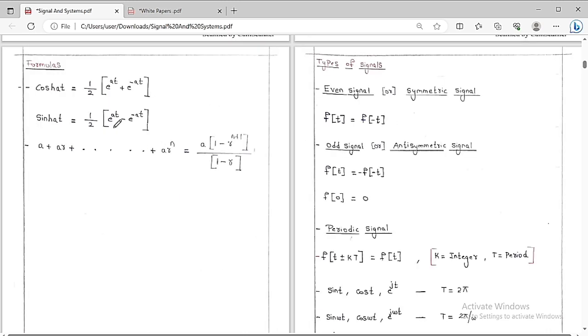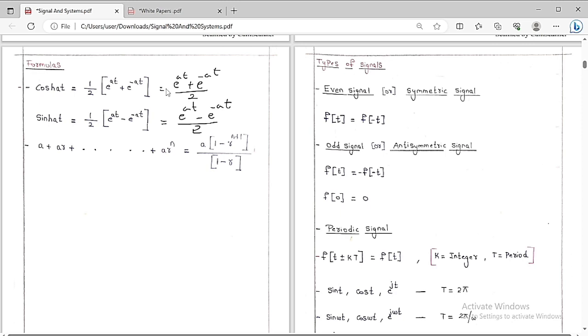Now we'll discuss another thing, some formulas, which is cosh of at is equal to half of e to the power of at plus e to the power of minus at. Generally I used to remember it like this: e to the power of at plus e to the power of minus at by 2. And sinh of at is nothing but e to the power of at minus e to the power of minus at by 2. These two things you always have to keep in your mind.